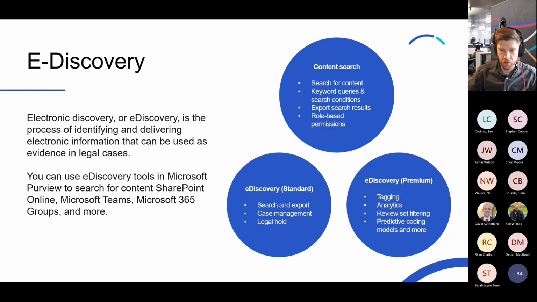E-discovery standard gives you the tools for searching and gathering data in cases. The searching is keyword queries, and you can build search conditions, and then you can export that information. It also gives you the ability in the standard licensing to have role-based permissions. So you might want to split out your workflow of how you're searching for this content. You might want X number of users to be able to build the keyword queries or search terms, but not be able to actually view the data. So you can split those out in different permission levels, like querier and then reviewer.